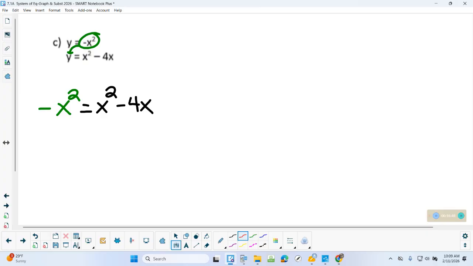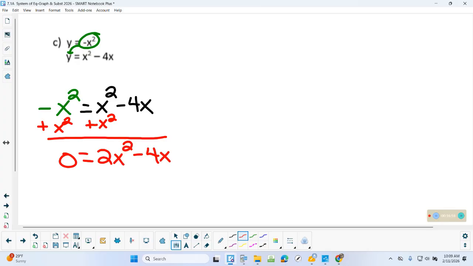Before I do that, let's set it to 0. So I'm going to add this x squared over, so I get them all on the same side. X squared, 2x squared. Now again, I'm thinking factoring. We always think GCF first thing when you factor. I think we're in business on that. We can pull a 2 and an x out. Oh, yeah, that comes out good.